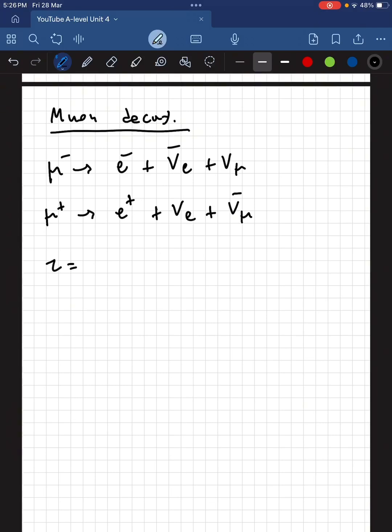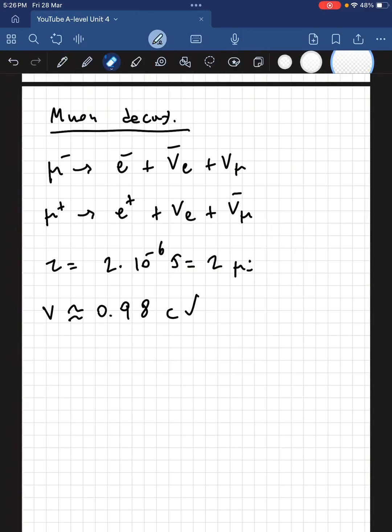Instead, we are going to mention that this muon has a lifetime of 2 times 10 to the negative 6 seconds, or 2 microseconds. This means that in 2 microseconds, 63% of all muons are gone. They travel with a speed of about 0.98 the speed of light. So let's see how much distance they can cover before they decay in 2 microseconds.